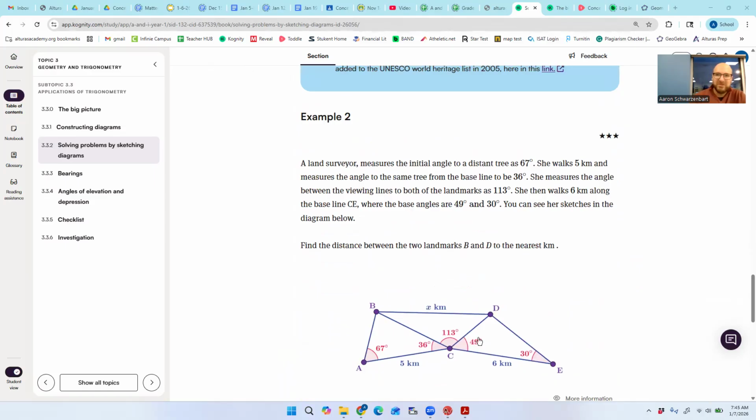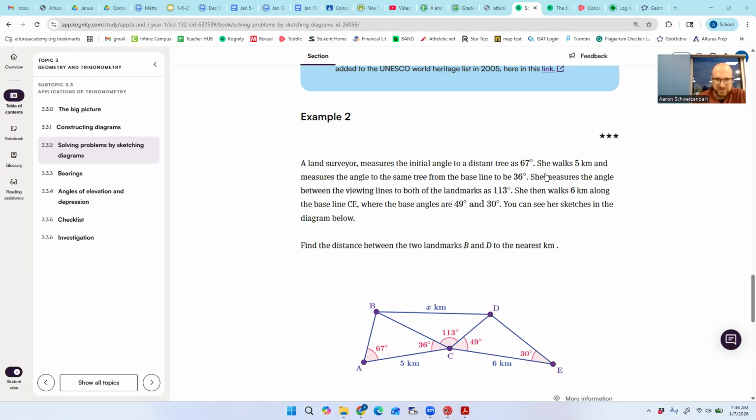So here we have a more complicated one. A land surveyor measures the initial angle to a distant tree at 67 degrees. She walks 5 kilometers and measures the angle of the same tree at 36. She measures some other angles. You can see her sketches. Find the distance between the two landmarks B and D.